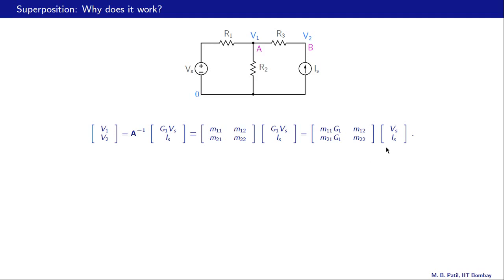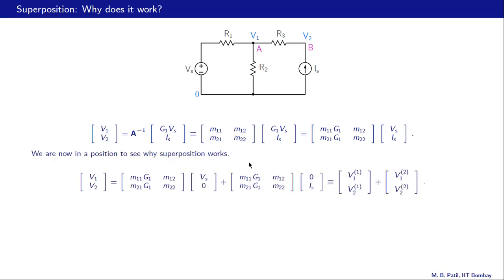Now this column vector can be written as a sum of two column vectors, Vs 0 and 0 Is. And when we do that, we get this following equation. And now we should be able to see why superposition works, at least for this circuit. So this is our first column vector coming out of this Vs Is column vector, and this is the second column vector. And this first term is nothing but our V1, V2 in case 1, denoted here by this superscript 1, and this second term is nothing but our V1, V2 in case 2.